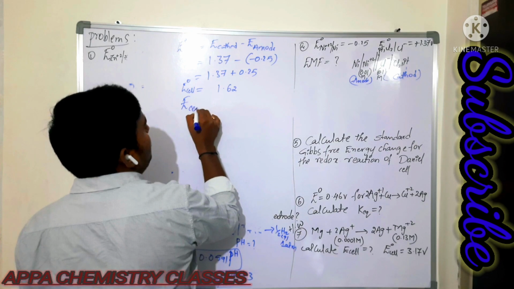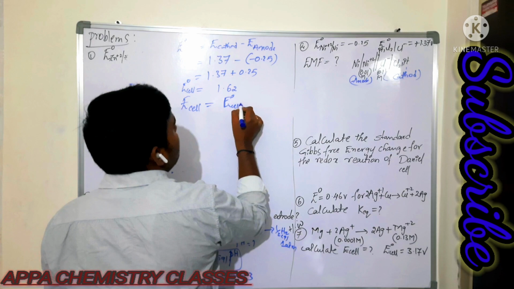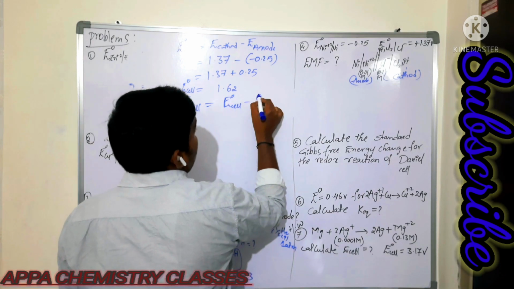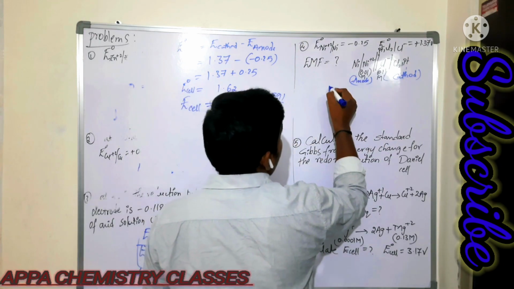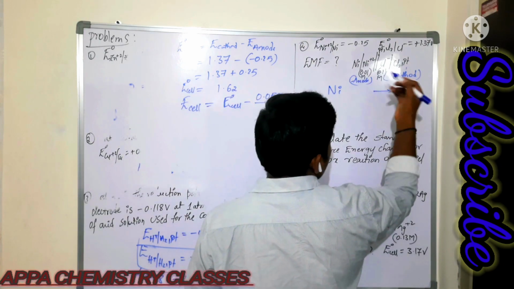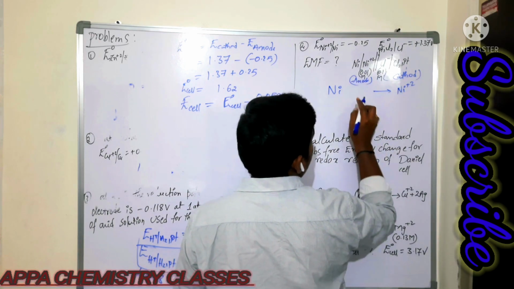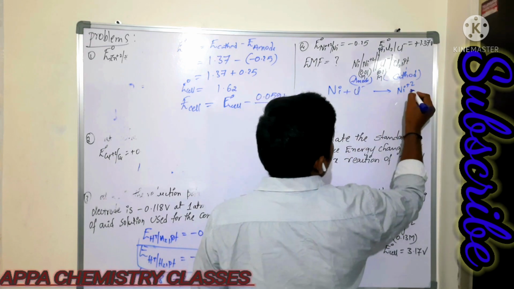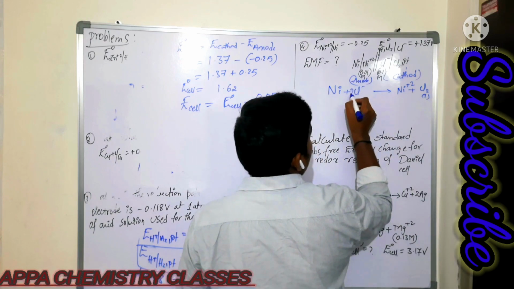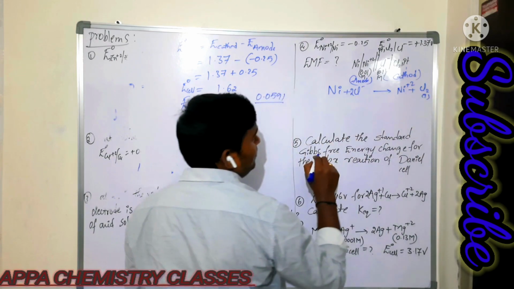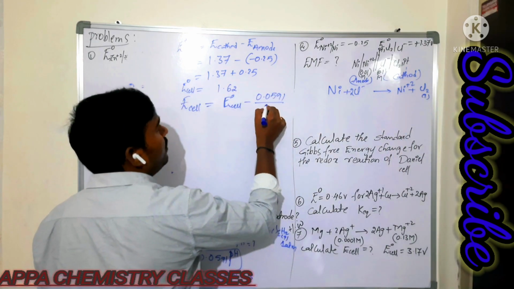Then we have to calculate E cell, that is cell EMF is equal to E naught cell minus 0.0591 by n, number of electrons. Now you see here, for this reaction I am writing the cell reaction. Nickel is undergoing oxidation, nickel to nickel plus 2, and chloride ion is reduced to chlorine gas, 2Cl minus to Cl2. Now it is balanced. Now how many electrons are exchanging here? Minus 2 here, plus 2, that is 2 electrons.